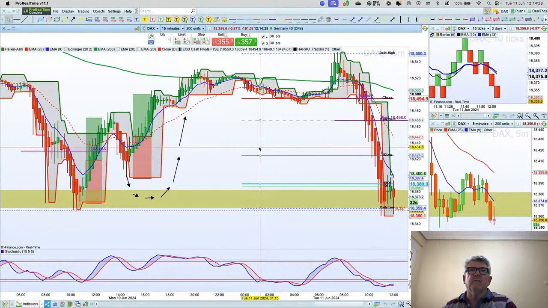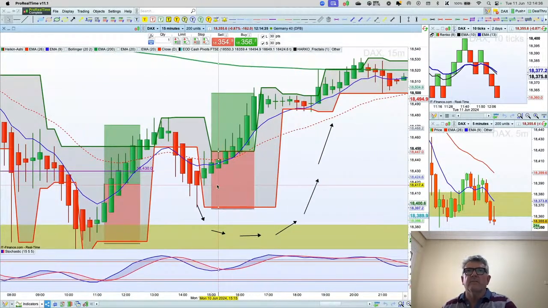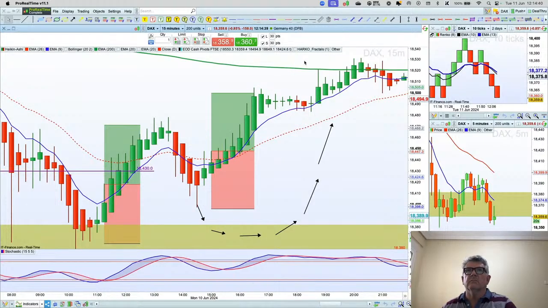So from a 15-minute bar perspective, there was a 15-minute bar. Let's just zoom this up a bit. There. Let's just take the fractal tool off. Right. So there is a 15-minute bar, but we really don't like those sort of 15-minute bars, indecisions, especially when the wick is longer than the body. This was a perfect 15-minute bar, and we closed above the 9 EMA, absolutely perfect.